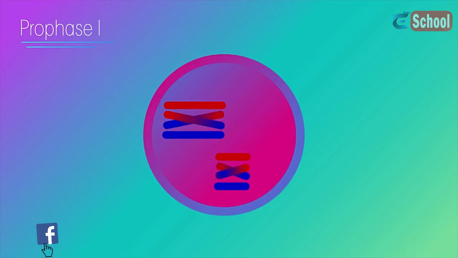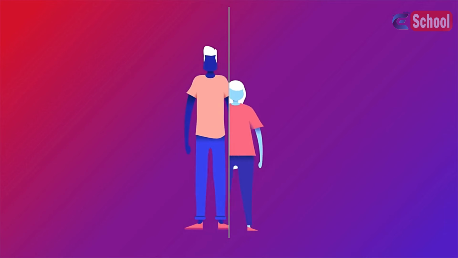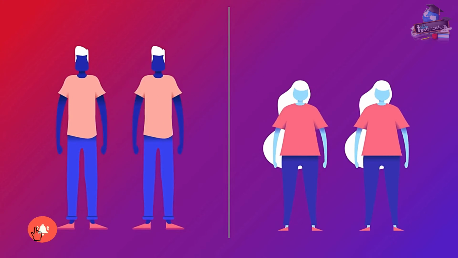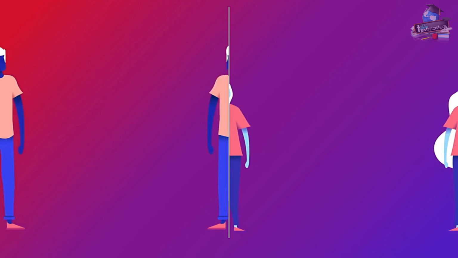This explains why brothers and sisters are different despite having the same parents. Only identical twins have the same genetic makeup, as they both originate from the exact same egg and sperm. Now back to meiosis. Next comes Metaphase 1.